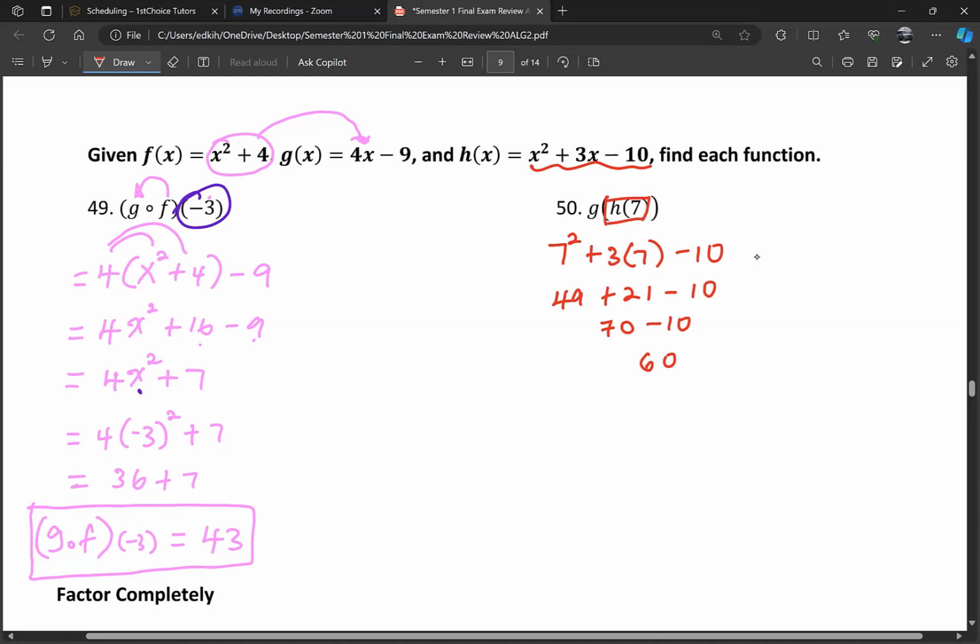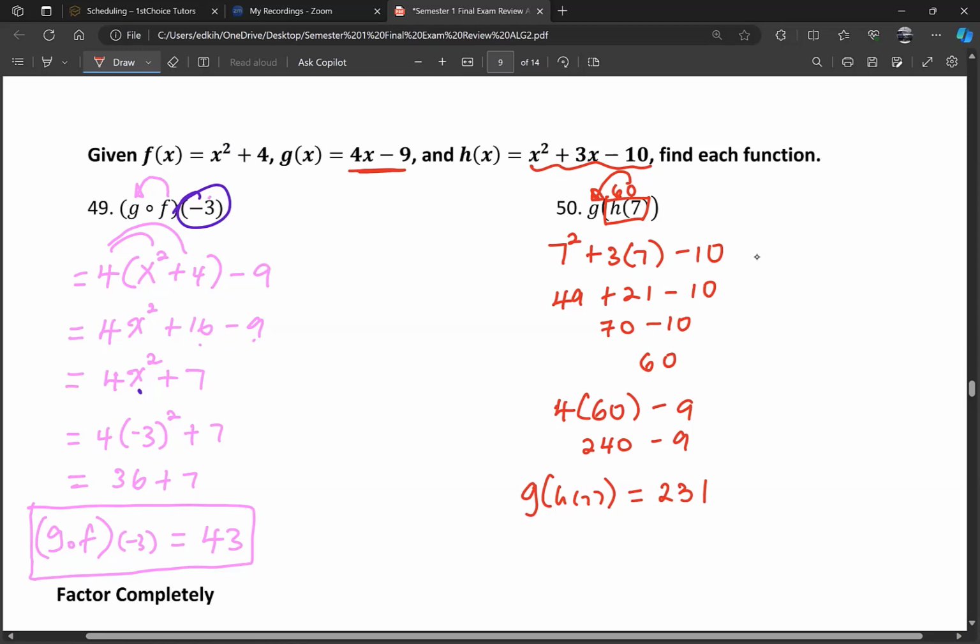So now this is a 40. We're taking the 40 and dumping it into the function g. I mean, sorry, it's not a 40, it's 60. Our answer was a 60, not a 40. My apologies. So we're taking 60 and dumping it into g. 4 times 60 minus 9. So we have 240, take away 9. So our answer for g of h of 7 equals 231. Just a two-step process.